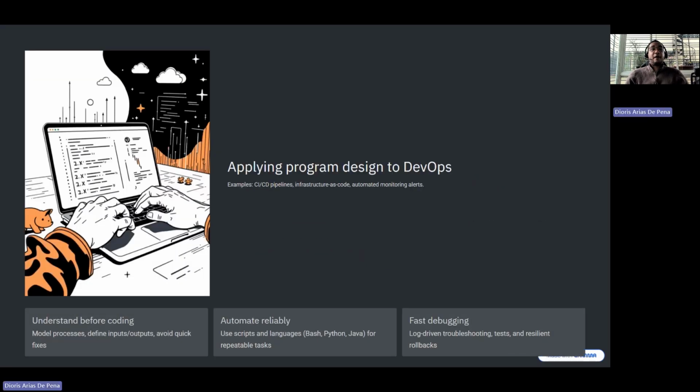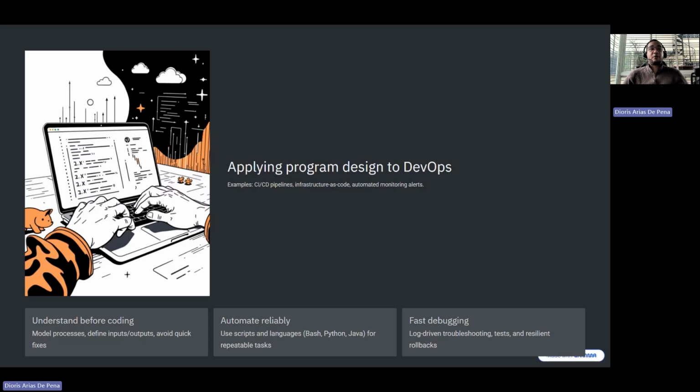So how can I apply it to my career? First, program design teaches me to analyze a problem before trying to solve it. And this is very important because in DevOps, we often work with processes, with systems, and also with tasks that I need to have improved.